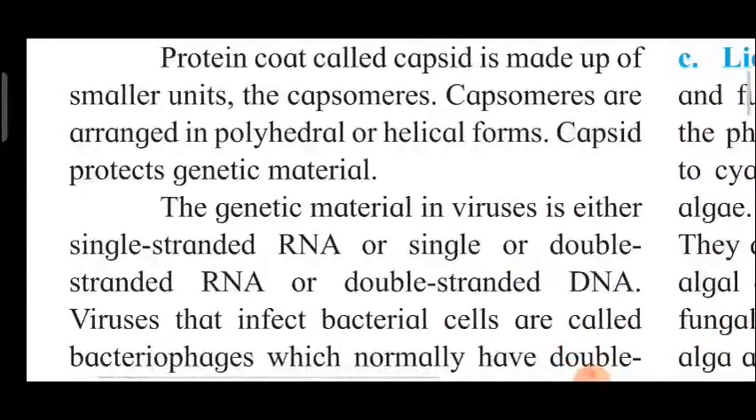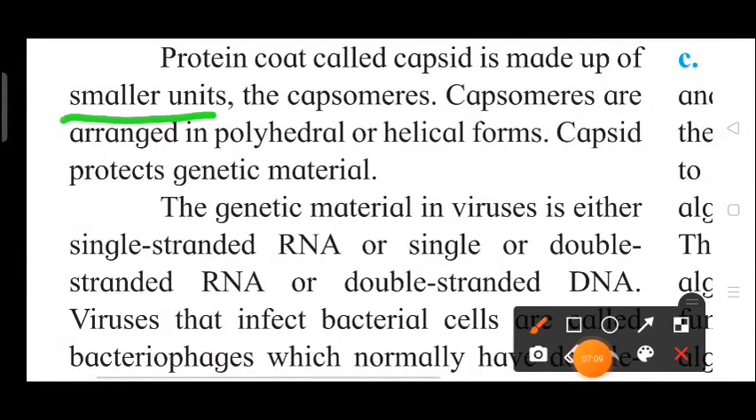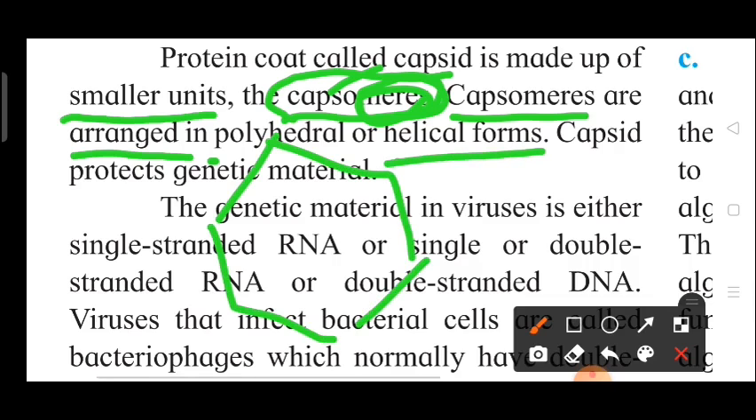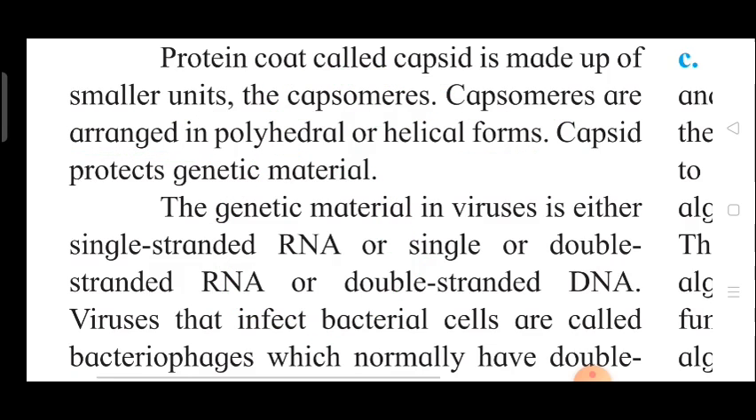The protein coat called capsid is made up of smaller units called capsomeres. Capsomeres are the units of the capsid. Mere means monomer, so the capsomere is the basic unit of the capsid. Capsomeres are arranged in polyhedral or helical forms. The capsid protects the genetic material.